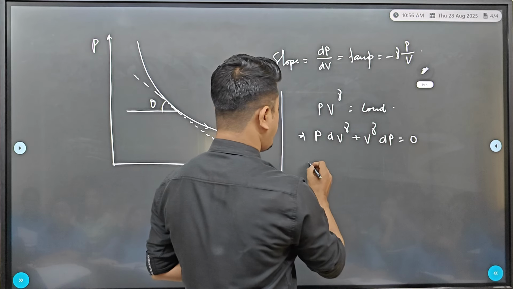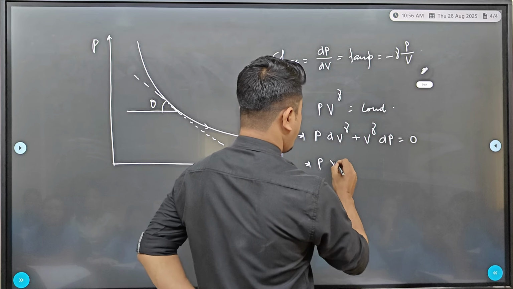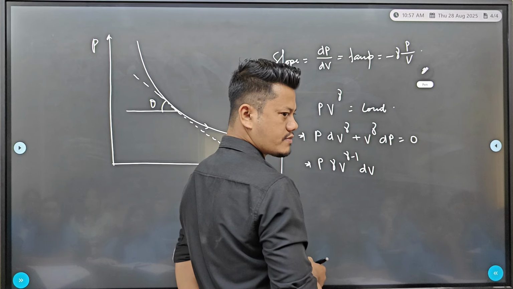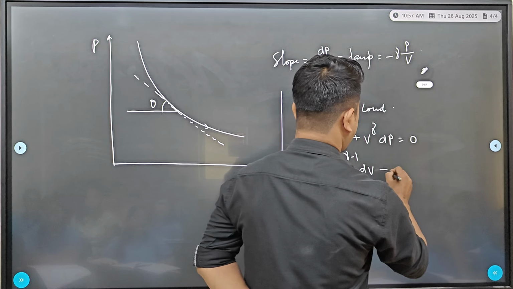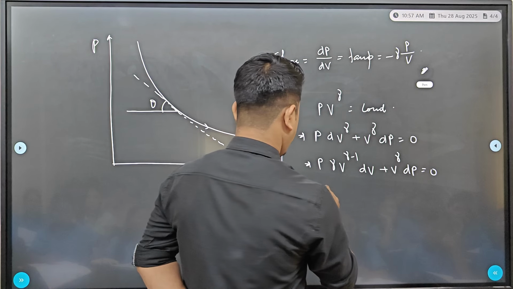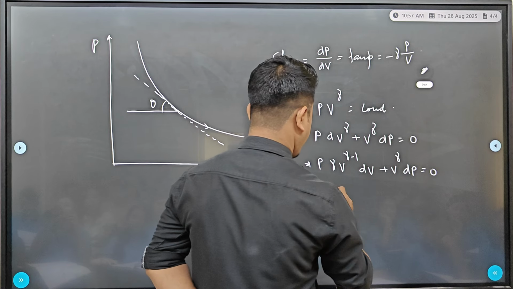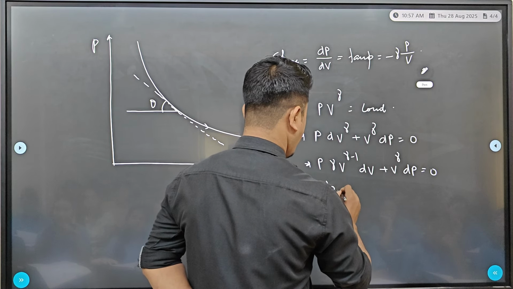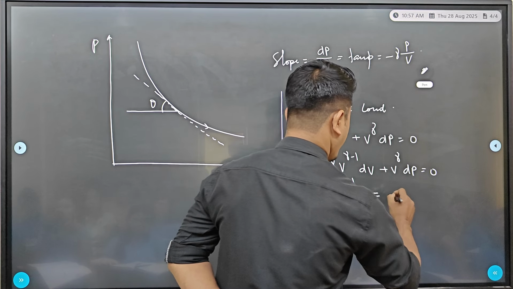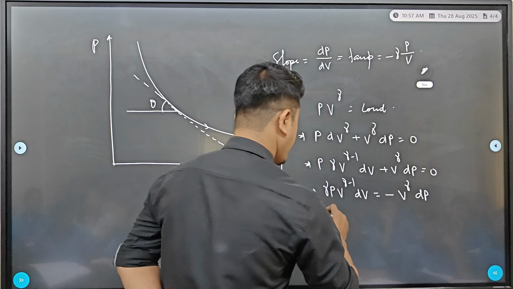Differentiating, okay? Now you just see P d(V^gamma). What I'll be getting? Gamma V^(gamma minus 1), but here again I'm getting dV. Understood or not? Plus V^gamma dP. I hope you understood, right? Now you just take this term towards the right hand side. So I'll be getting gamma P V^(gamma minus 1) dV equal to minus V^gamma dP. Is that clear?